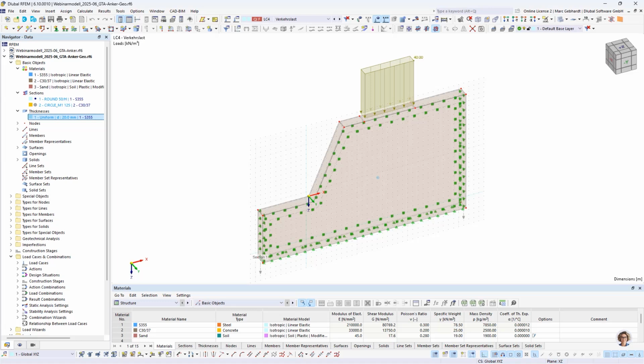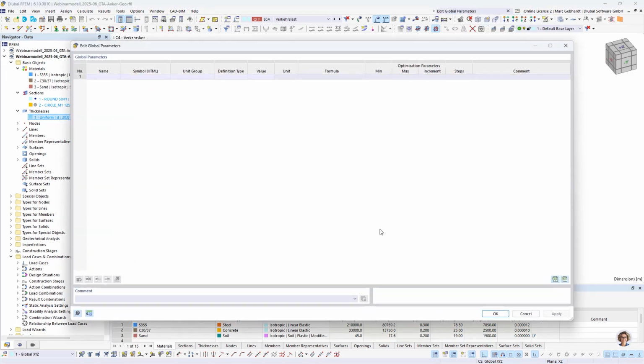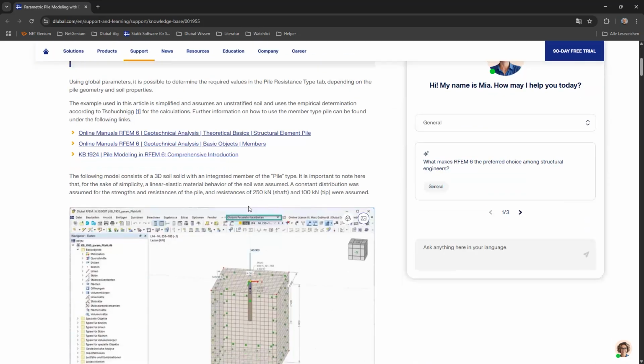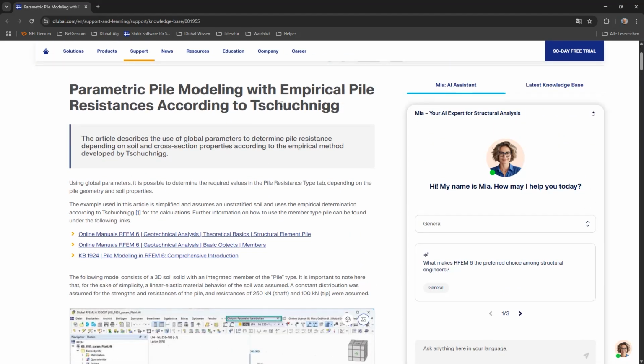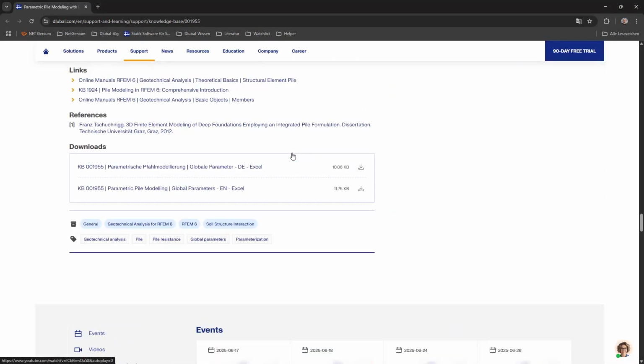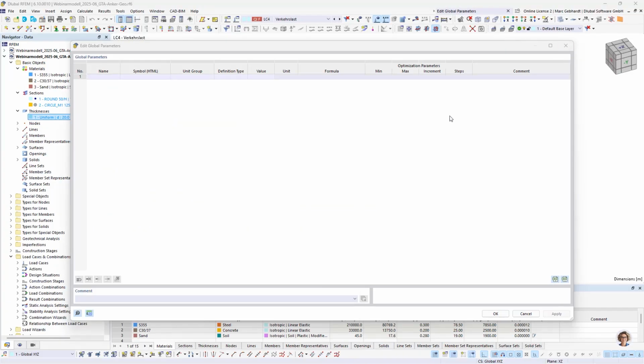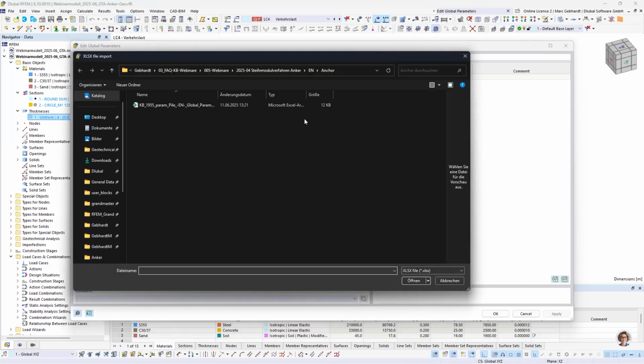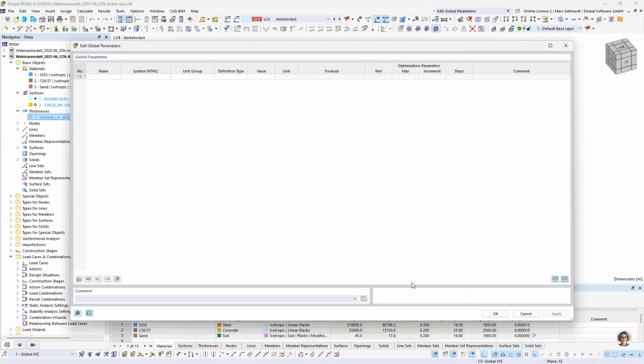So now, starting with the anchors, I want to insert global parameters for the base resistances. You can download them easily from this knowledge base article, and we want to model it for empirical resistances according to Geotechnik. And you find them, sorry for it, down here in the English version. I already downloaded them, and so I only import them.